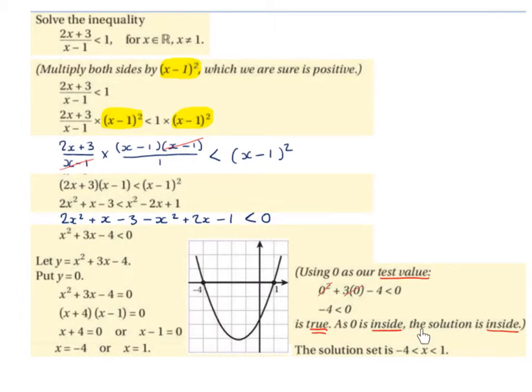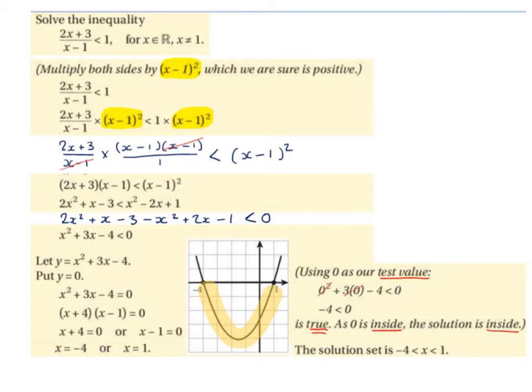So the solution set is x is greater than -4, but less than 1. So this is our solution set. So 0 lies inside our two roots, which are -4 and 1. So 0 lies here, it's inside. And when we subbed 0 into our equation, we got -4 < 0, which is true. Therefore, our solution is inside. So our solution goes from -4 to 1. That is our solution set, from -4 to 1. So x is greater than -4, but less than 1.